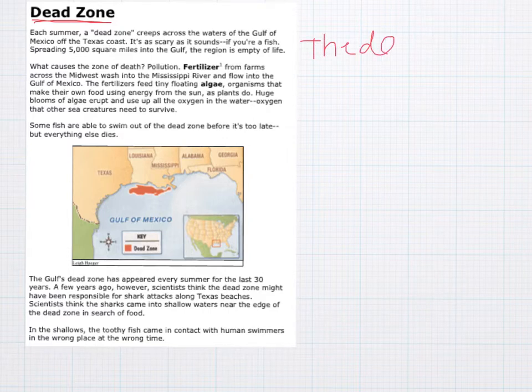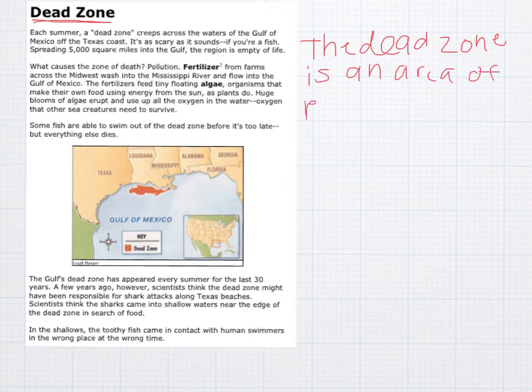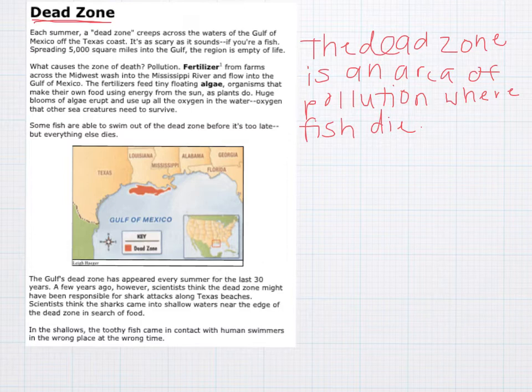the dead zone is an area of pollution where fish die. So this is my main idea. I know that this whole article is going to be about the dead zone, which is an area of pollution where fish die. Now, I need to go in this article and find some key details that support this idea.